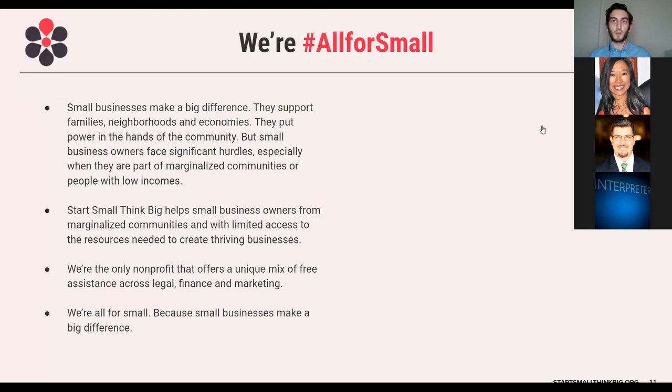The premise of our organization is that small businesses are an essential part of the economy, and a way for individuals from marginalized communities to support themselves economically, a very important economic opportunity for a wide range of people.